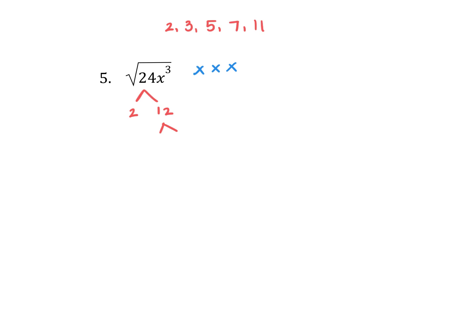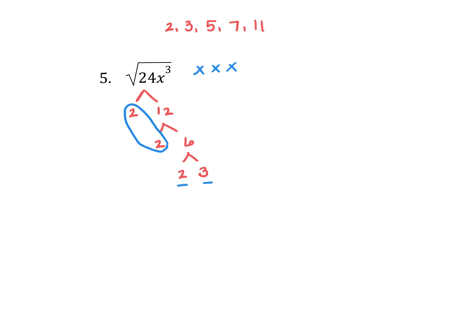Then I'm going to take 12 divided by 2 because that's even, and I get 6. 6 is not one of my prime numbers, so I've got to keep going. So I'm going to say 6 divided by 2, and I get 3. 3 is one of my prime numbers, so I'm just going to stop right there. So when I look, I have a pair of 2's right here, and then we have these left over.